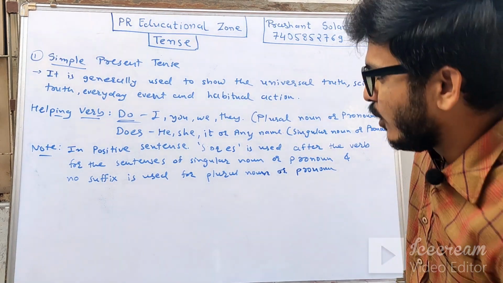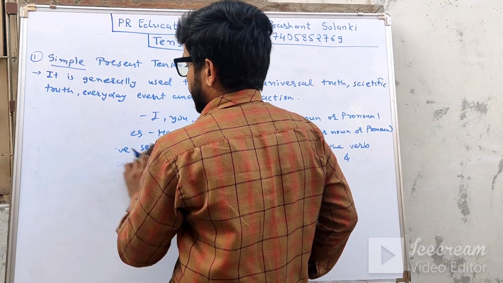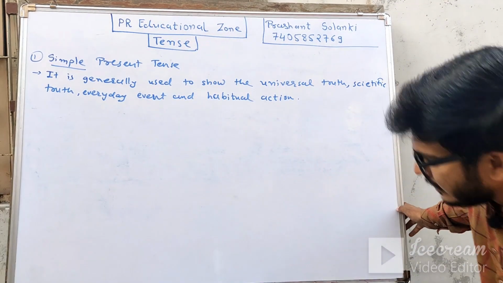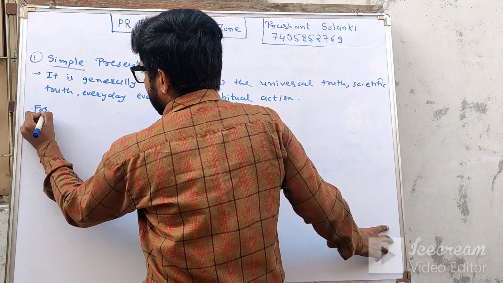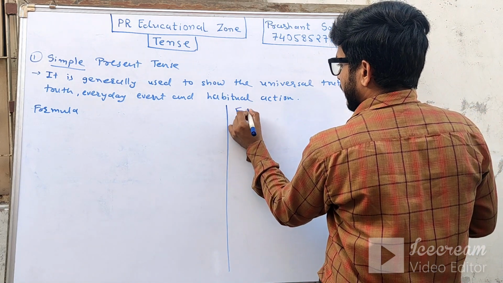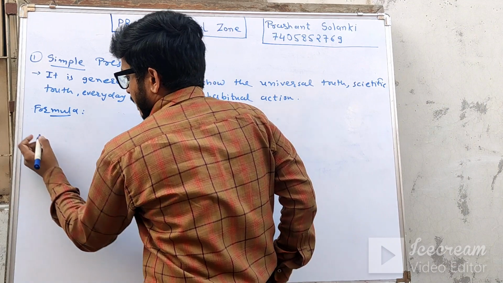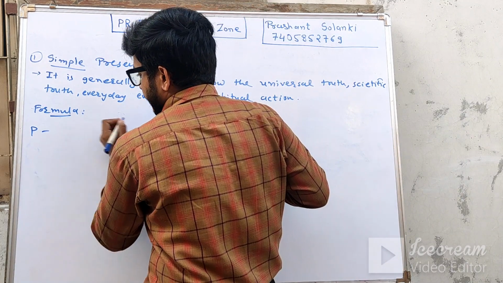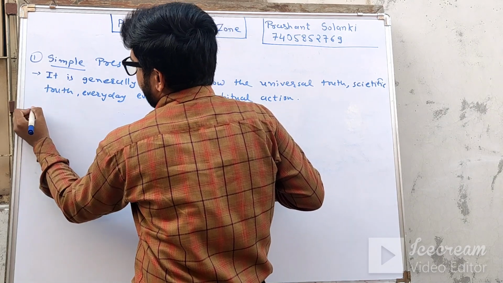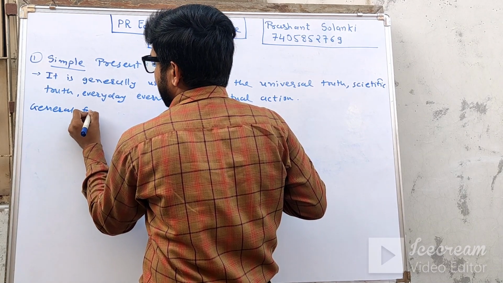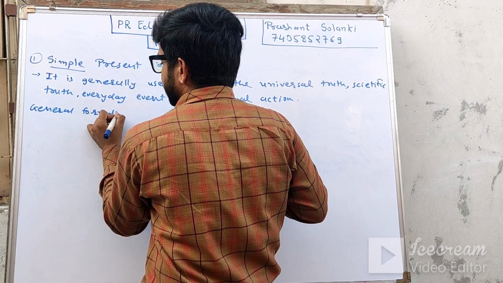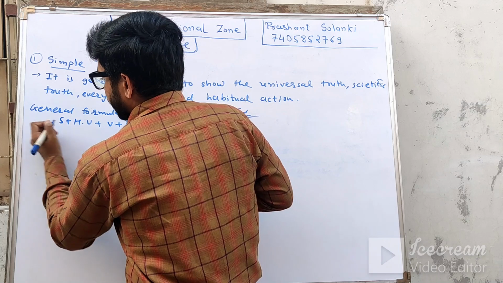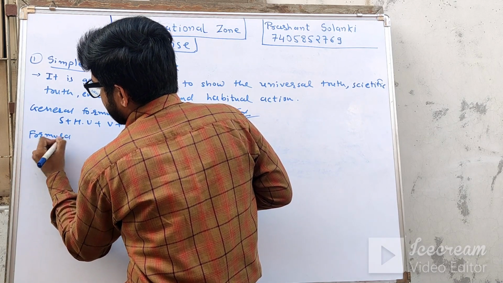Now we are going for the formula and the example. We are taking two sides, so you can understand clearly and very well. Here we will write a formula, and here we will write the example. So first one is the positive. This is the general formula for any tenses, that is subject plus helping verb plus verb plus object. According to that we will write the formula of all the tenses. You have to remember that.